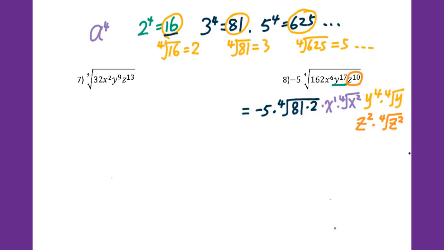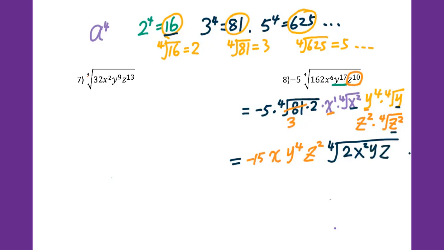Now let's check what's outside. You will have 4th root of 81, that's 3. So negative 5 times 3, that's negative 15. Then you have x to the 1st power, y to the 4th power, z squared. Then 4th root of, you have this 2. You have x squared. You have this y. You have z squared. Then this will be the simplified radicals.